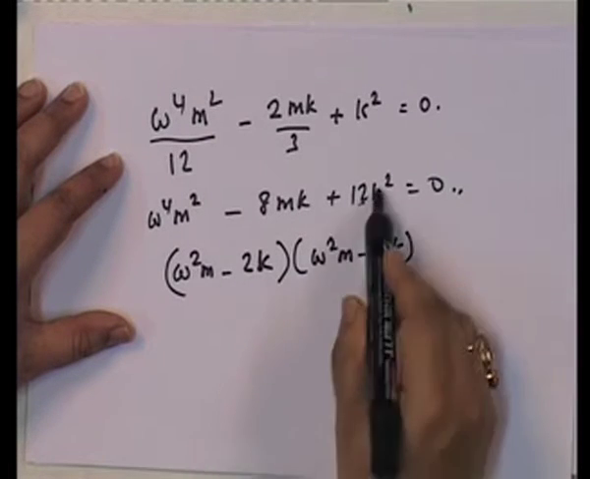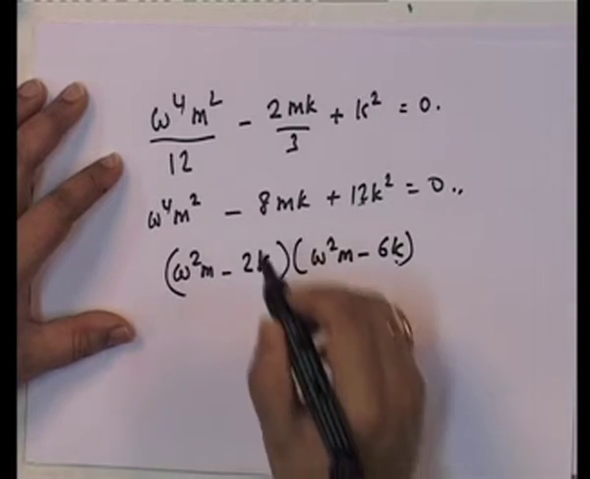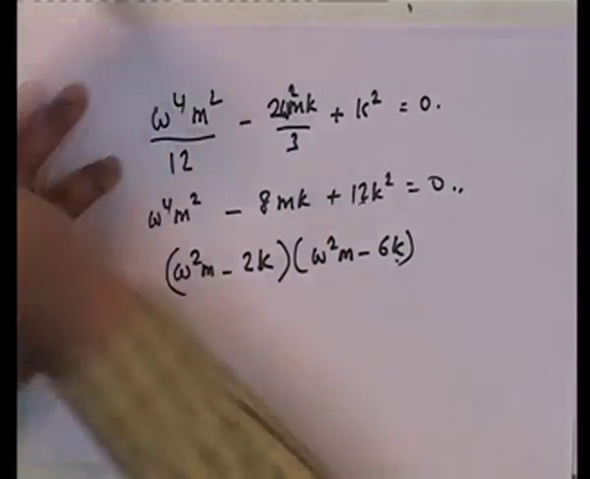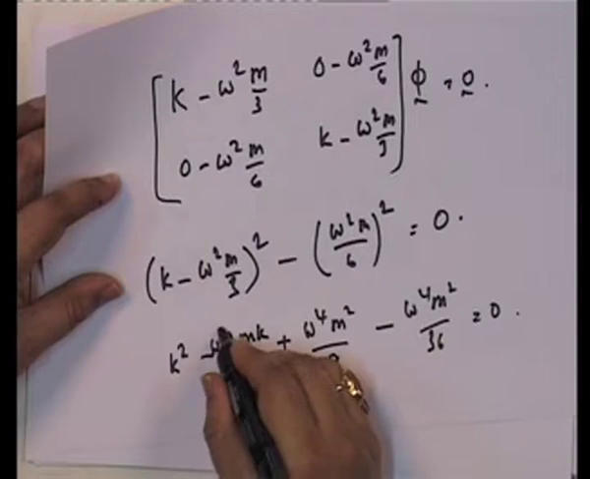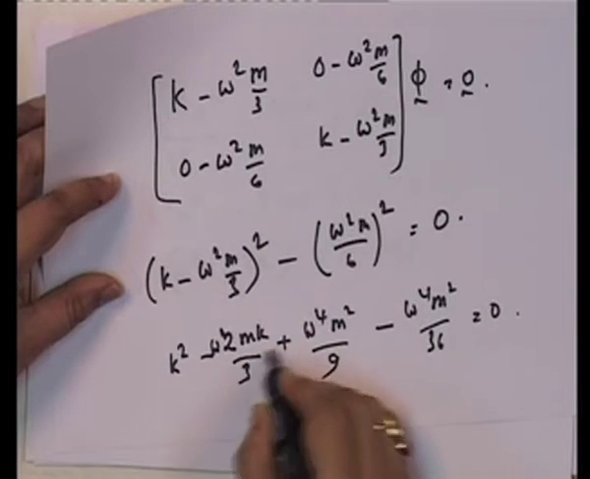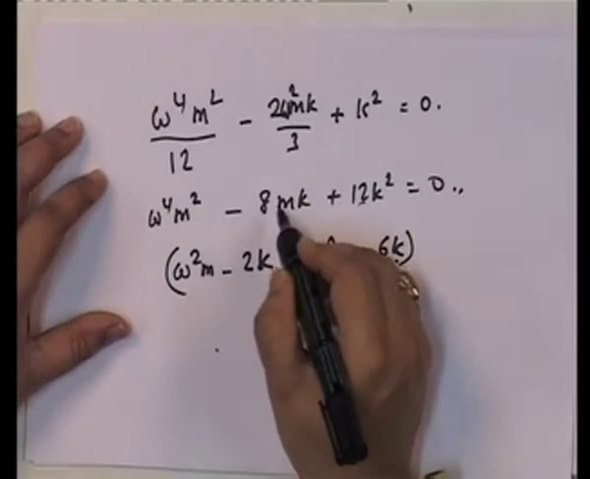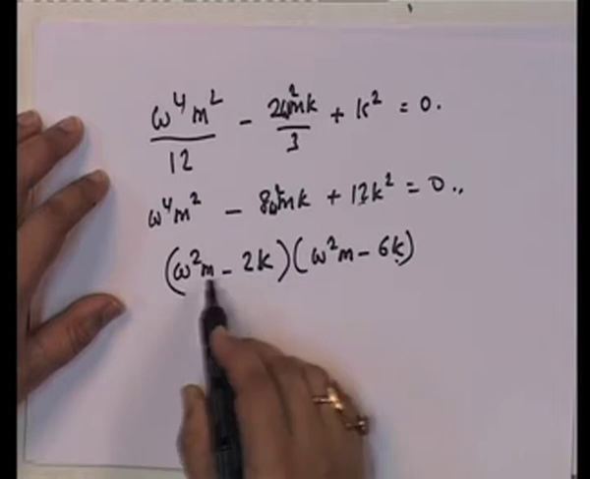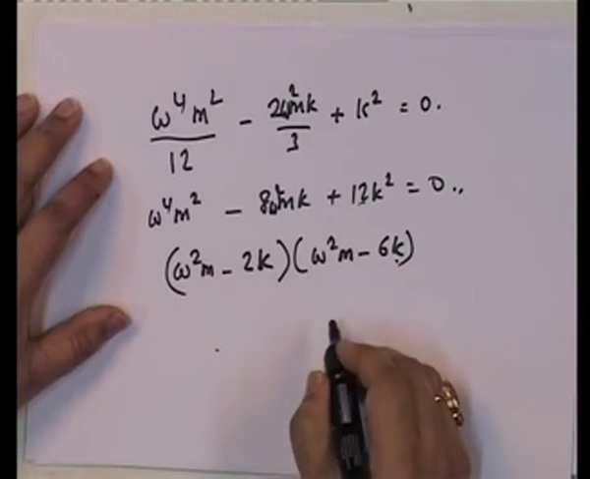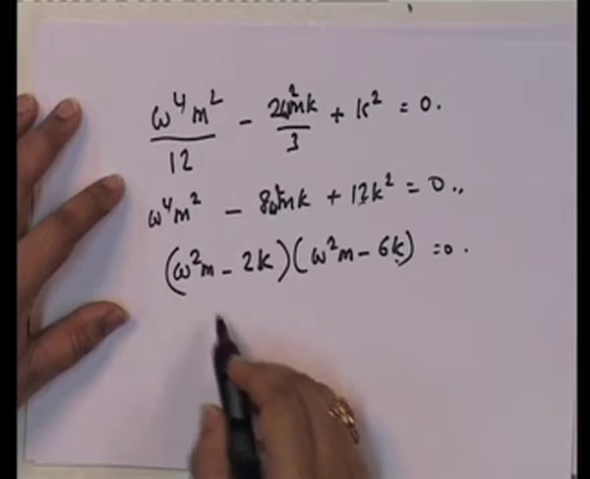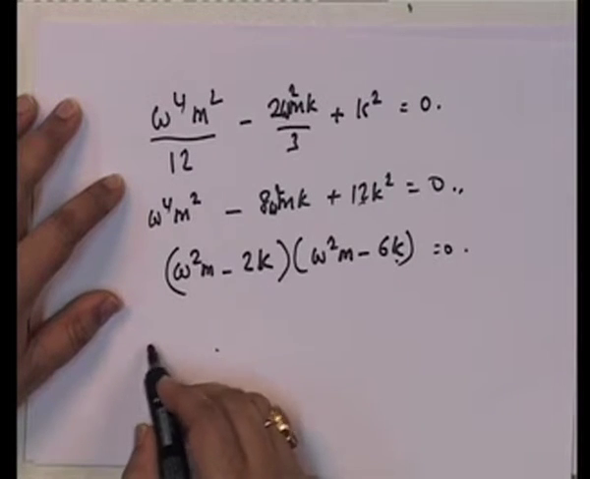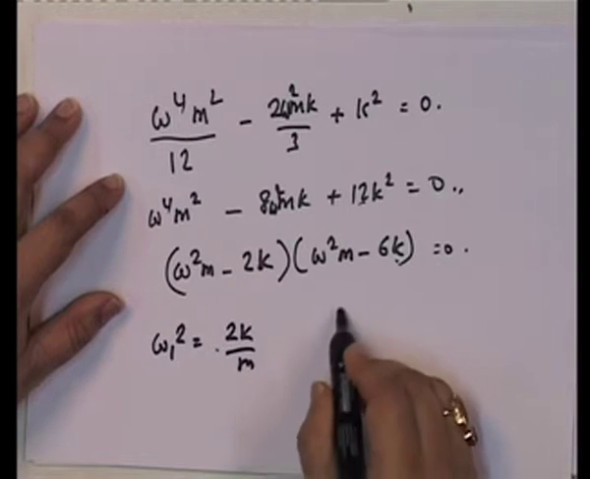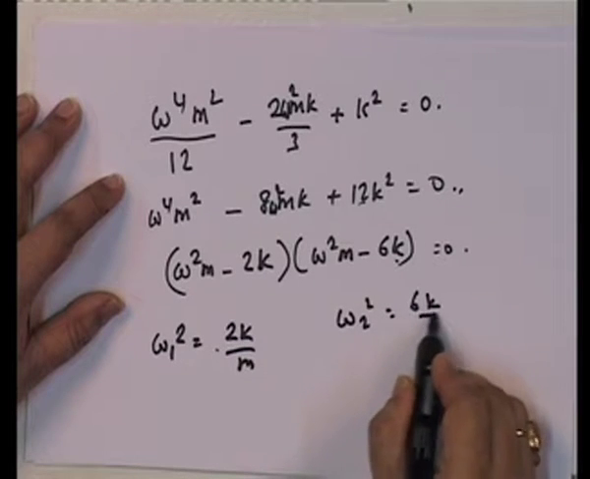See that this becomes 12k and this becomes 2k, sorry, there is an omega squared here. I always forget that. So, this is omega squared. So, if you do that, then this becomes omega squared m minus 2k and omega squared m minus 6k, and this is equal to 0. This means that either this or this. So, if this is equal to 0, omega 1 squared is equal to 2k by m, omega 2 squared is equal to 6k by m.